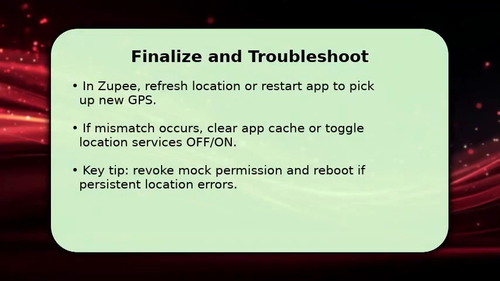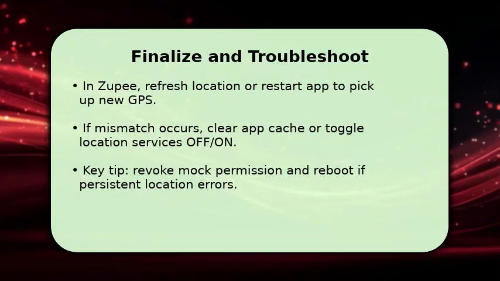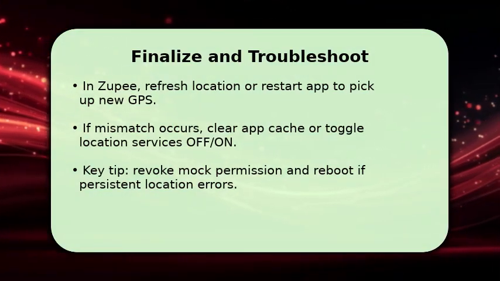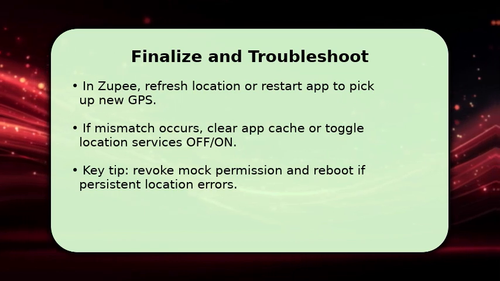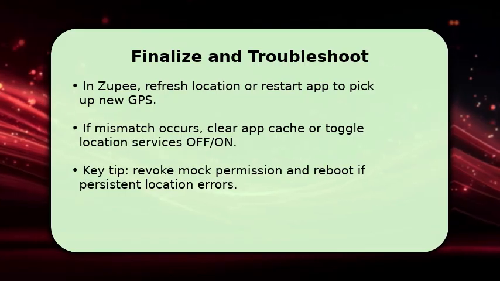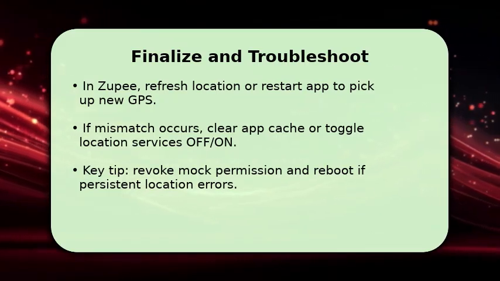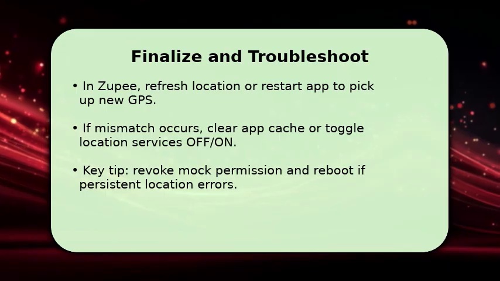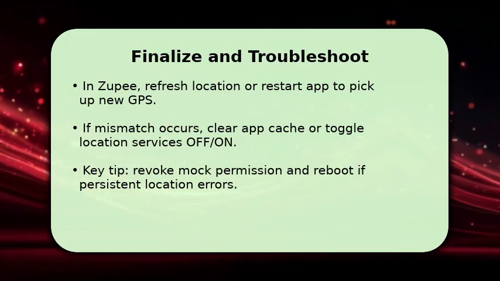You finalize by returning to Zupee and forcing a location refresh or restarting the app so it reads the new GPS data. This often resolves delays. If the app shows your old location, clear Zupee's cache or toggle device location OFF and on to force an update, because some systems cache coordinates.